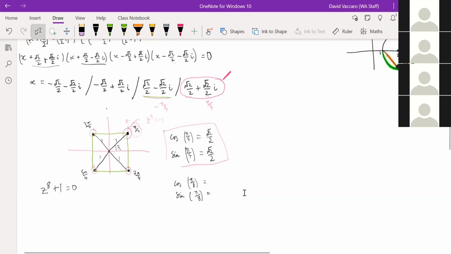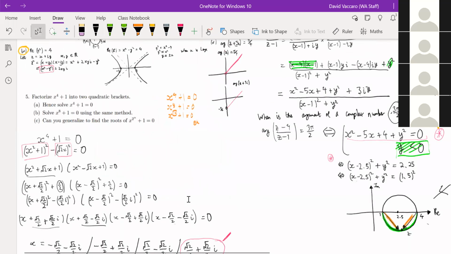Okay, so we've done the first part of the question. We factorized x to the 4 plus 1 into two quadratics by completing the square. We then solved it by completing the square again. Part B invites me to solve x to the 8 plus 1 equals 0 using a similar method.